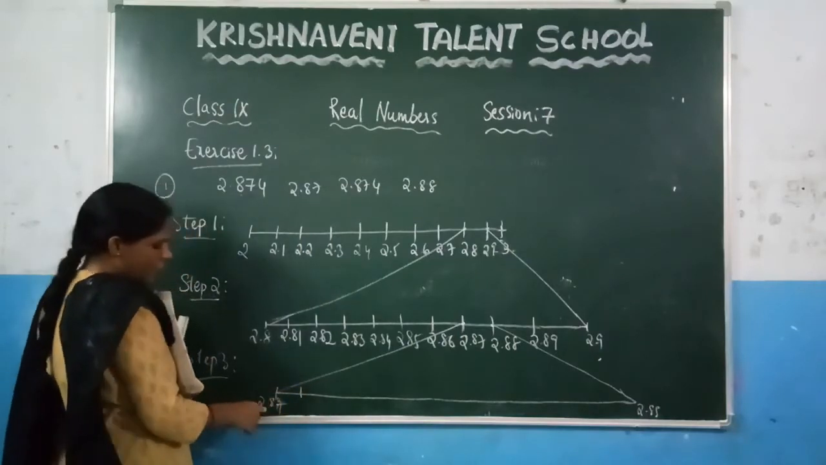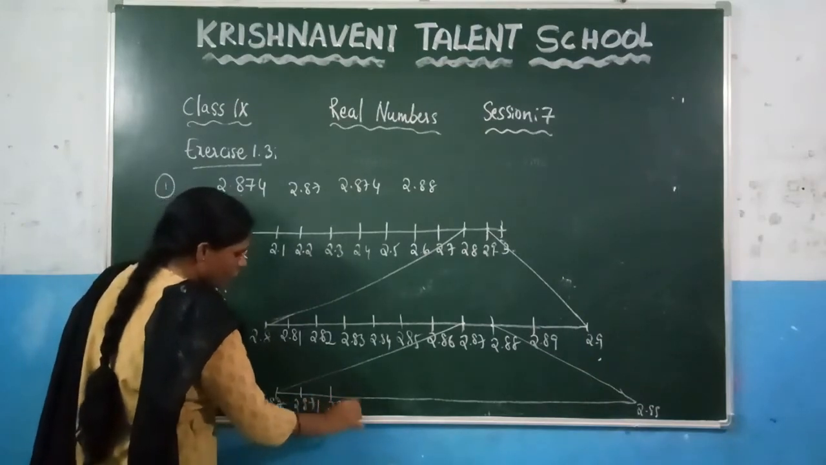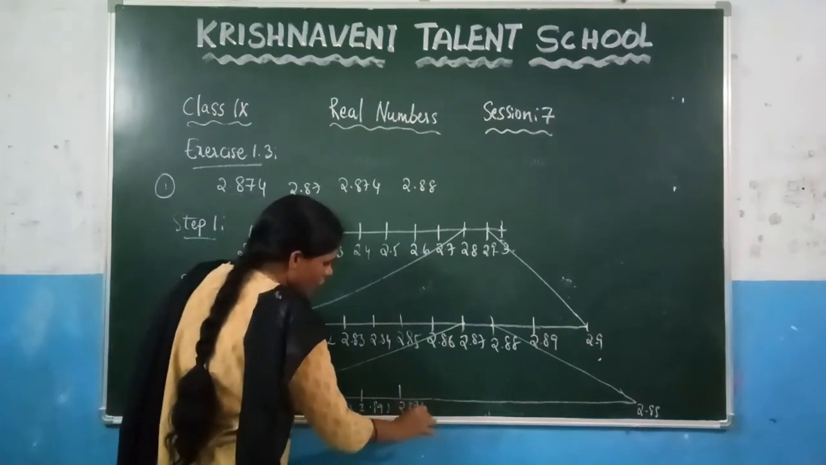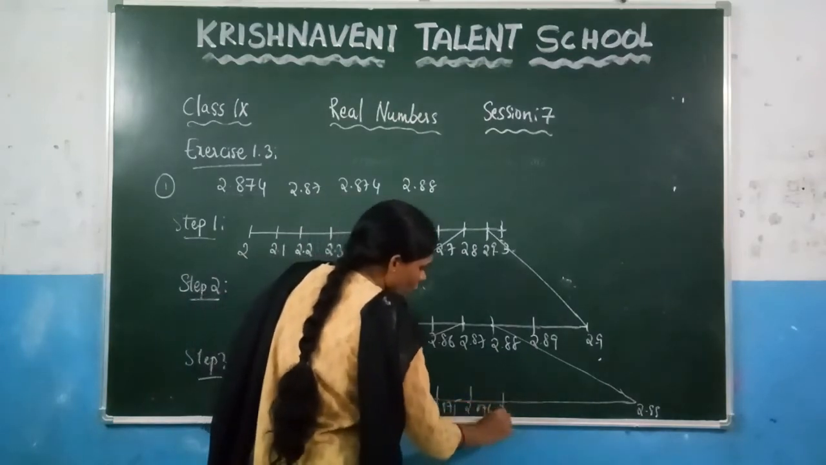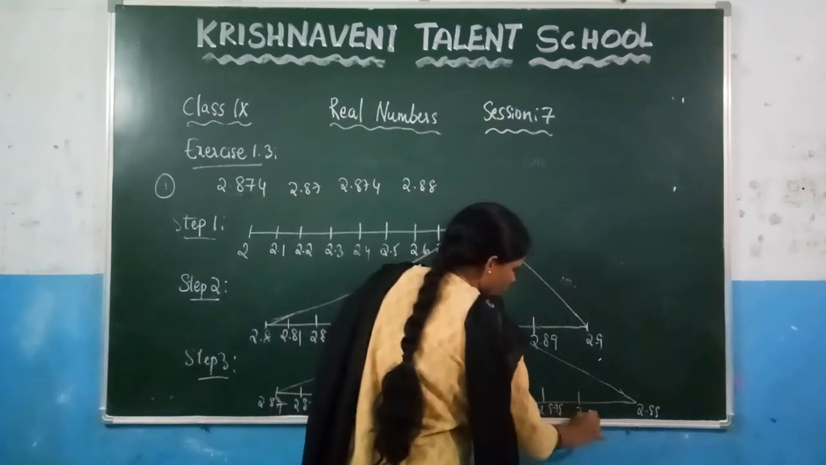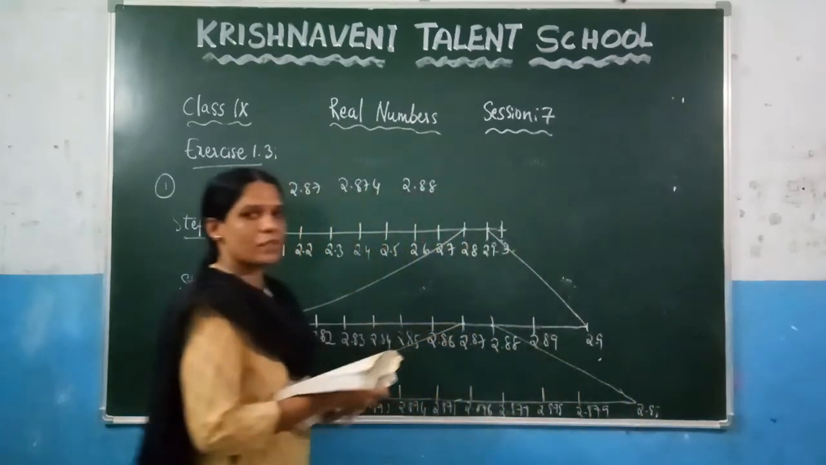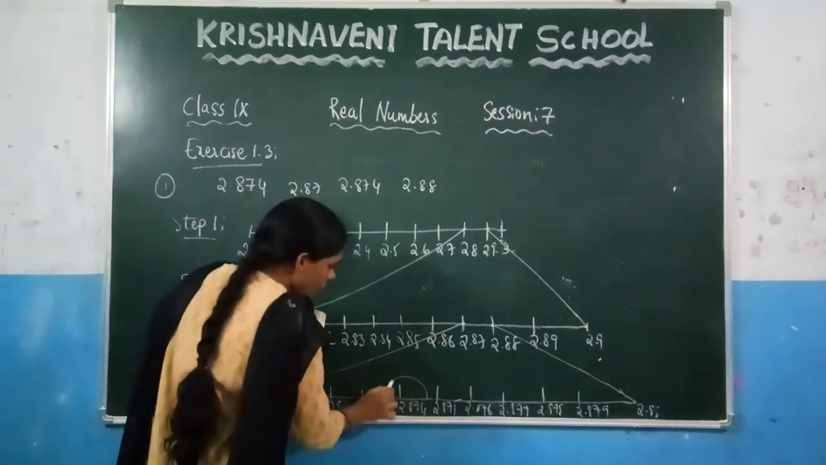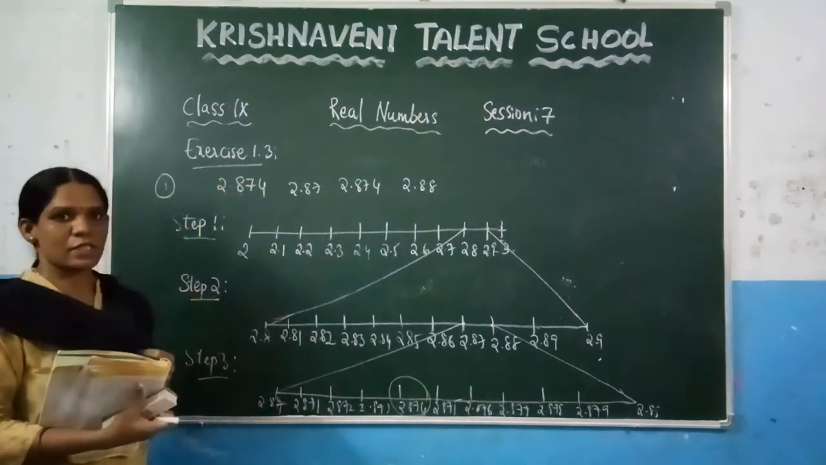Here now write 2.87. After that you will get 2.871, 2.872, 2.873, 2.874, 2.875, 2.876, 2.877, 2.878, 2.879 and after that 2.88. And after that, now you can see here 2.874, where this number is located at this point. Like that, you need to represent a terminating decimal by using successive magnification.